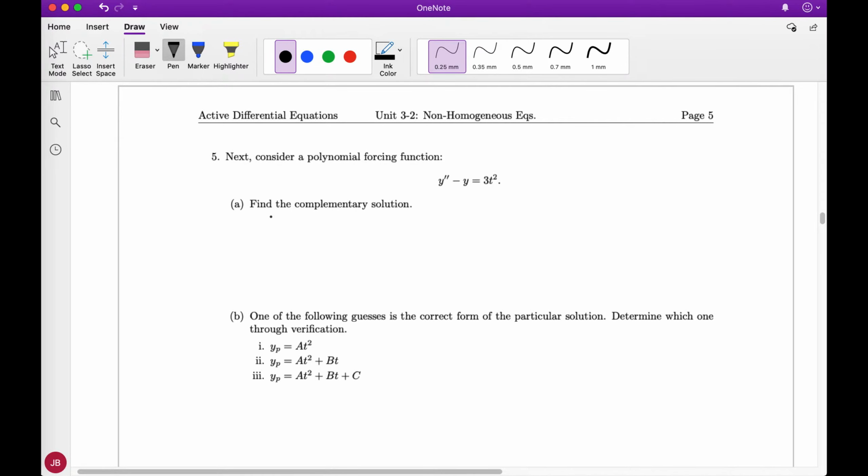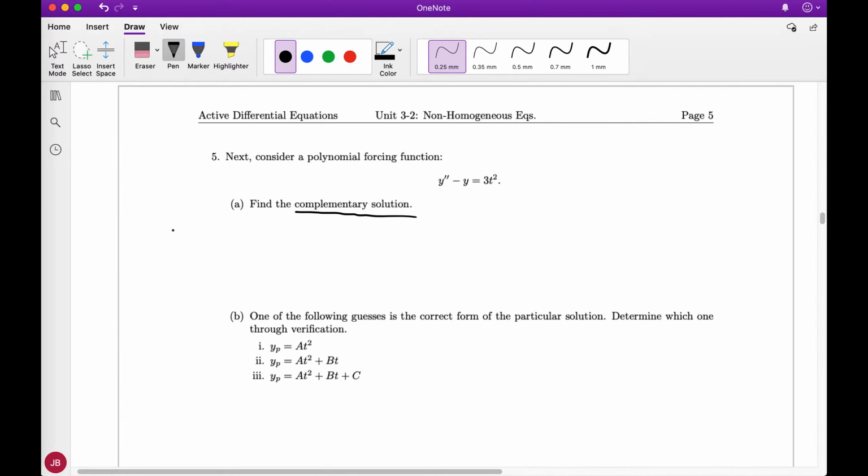In this video, we're going to cover pages 5 and 6, so this video might be slightly longer than the last couple. But let's hop right in. So here we have the differential equation y double prime minus y equals 3t squared. First thing you always have to do is find your complementary solution.